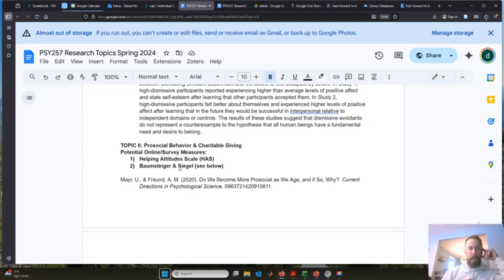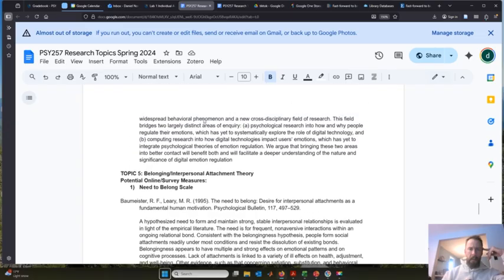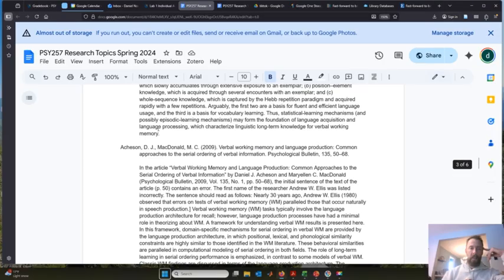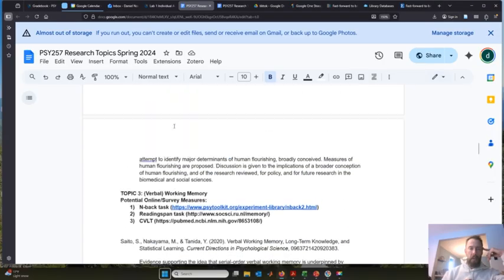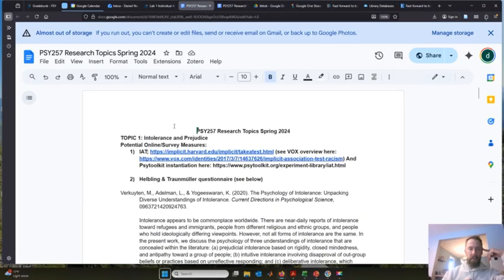Just scroll through that and look at the titles for each section. So pro-social behavior and charitable giving, belonging, interpersonal attachment, emotions, working memory, depression is the next one, I think, and the first one is intolerance and prejudice. So out of those 6 topics, pick your top 3 and skim the abstracts for the 3 topics that you actually find the most interesting out of those 6. So you can skip 3 of the topics.